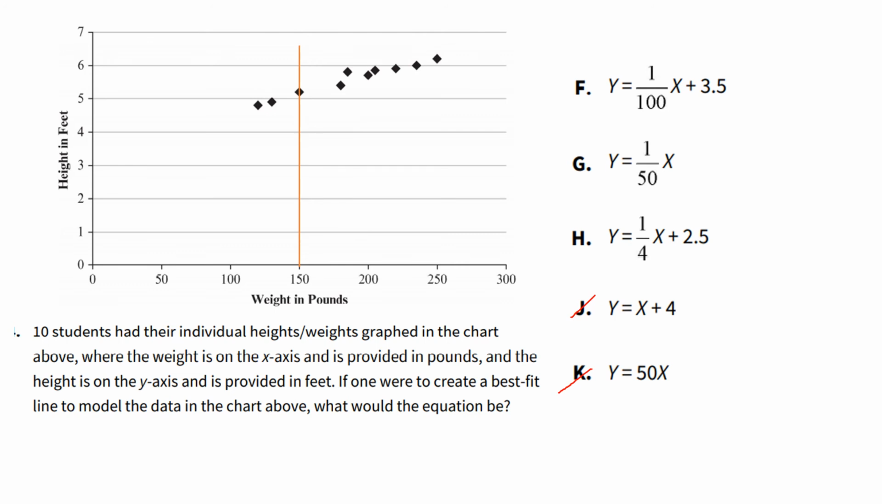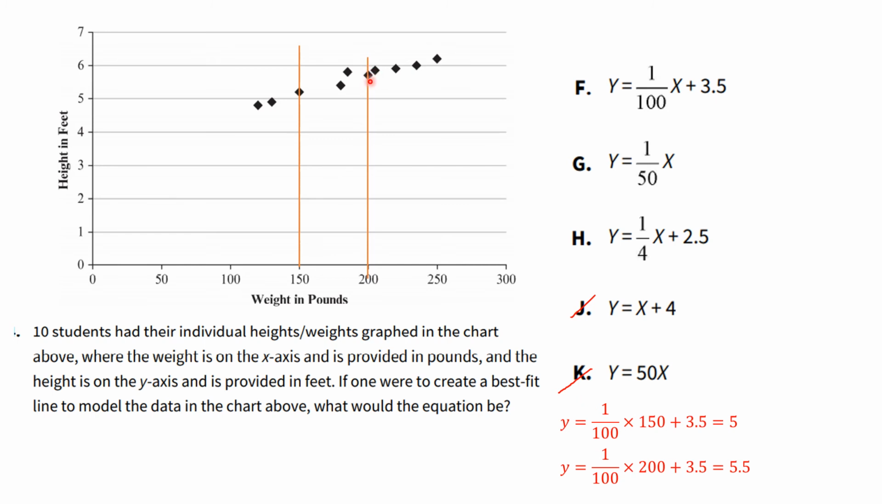Do you think a quarter times 150 plus 2.5? Substitute and see. Let's also try 200. If we substitute in the first equation, in F, y equals 1 over 100 times 150 plus 3.5. Here I'm using choice F. I will get the answer as 5. Isn't that very close to the point that I have? Try another number. Let's say I'm going to try 200. 1 over 100 times 200 plus 3.5. It gave me 5.5, and here it looks like 5.6 or something.